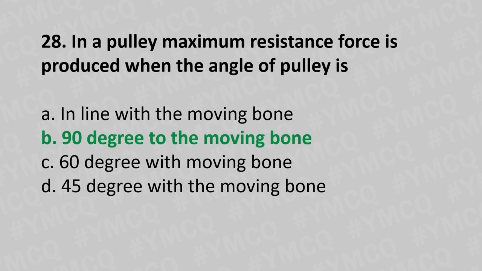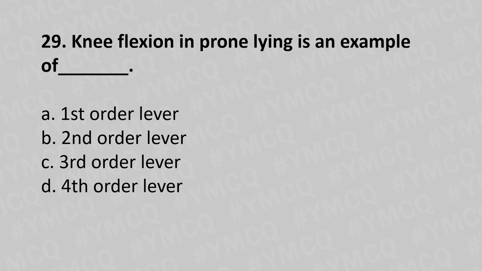Knee flexion in prone lying is an example of dash. Option A, first order lever. Option B, second order lever. Option C, third order lever. Option D, fourth order lever. And the answer is option C, third order lever. Moving to our 30th question.